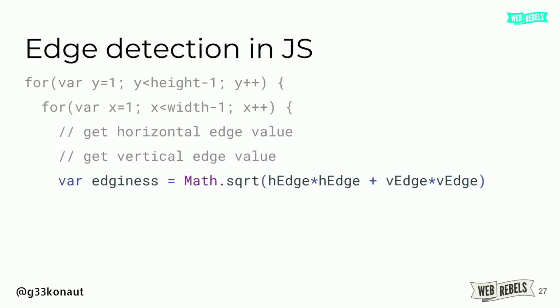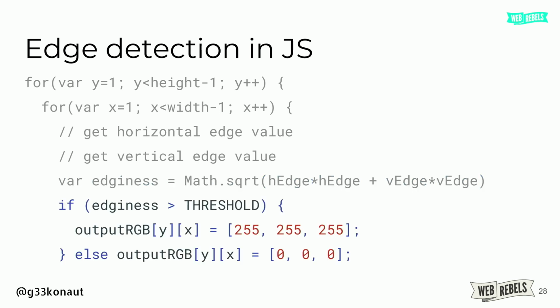And then we take the square root of the sum of both of these values. So we have the horizontal edginess and we have the vertical edginess, which is a value that tells us the higher it is, the more likely it is to be an edge. We square them, we add them together, and then we get the square root from them. That's a way to get out a value that looks more or less something between 0 and 1 that tells you how edgy something might be.